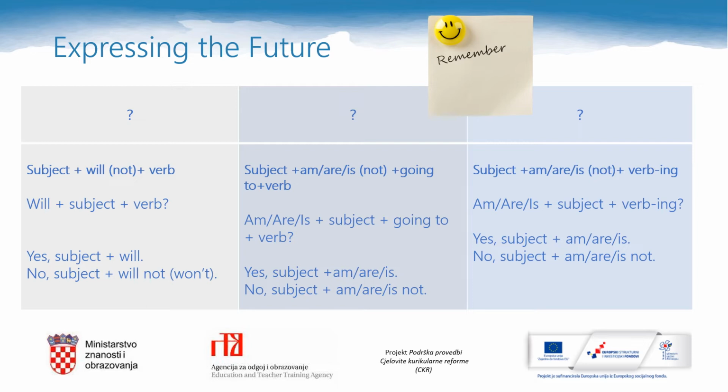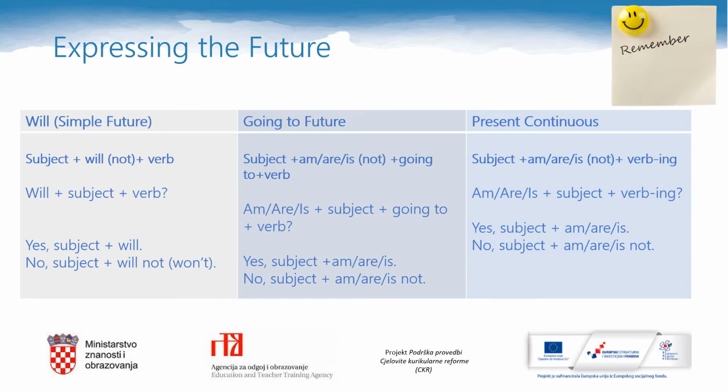If you are not sure how to form the sentence, you can copy the content of this table in your notebook. Of course, the first form is will or simple future. The form in the middle is going to future. And the third form is present continuous.